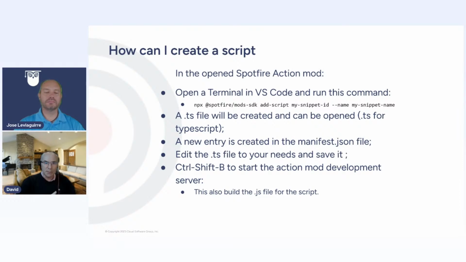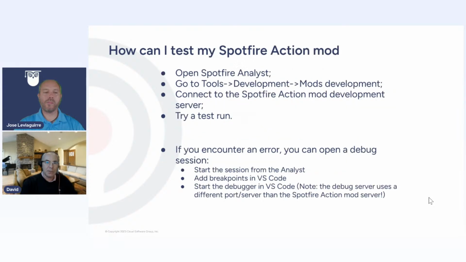Once you're completely done, you just push Ctrl+Shift+B to start the action mod development server, and that's needed to connect from the analyst back to your code in your Visual Studio environment. And this Ctrl+Shift+B also creates the JS script that is needed to execute the script in Spotfire. Once you've done that, you can then start testing your action mod and your scripts in the action mod from within the Spotfire Analyst client.